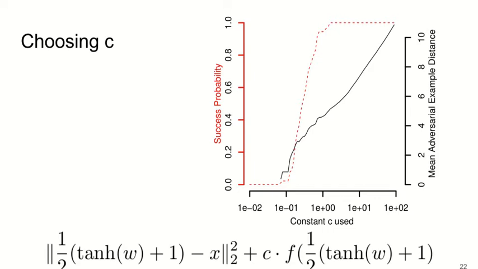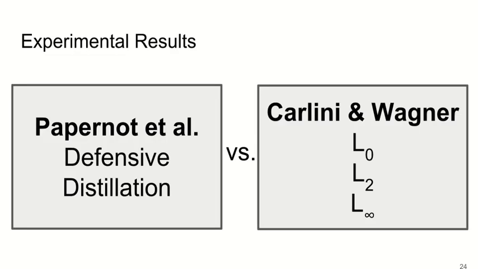Now we're ready to look at the results. First of all, we're going to see how this attack compares against networks that were defended using defensive distillation. Carlini and Wagner didn't only introduce the L2 attack, but also the L0 and the L-infinity attack. These are similar attacks. They're also based on objective functions, but they use a different distance metric. So instead of the L2 norm, they use the L0 or the L-infinity norm respectively.